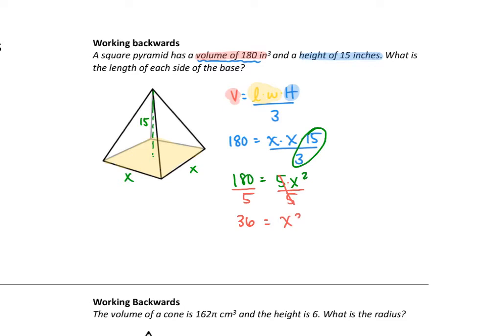And now we have x squared. And now we just need to get rid of this exponent of 2, and the way we do that is by taking the square root of both sides. So x equals 6. So since this is a word problem, we're going to write a word answer. So each side of the base is 6 inches.